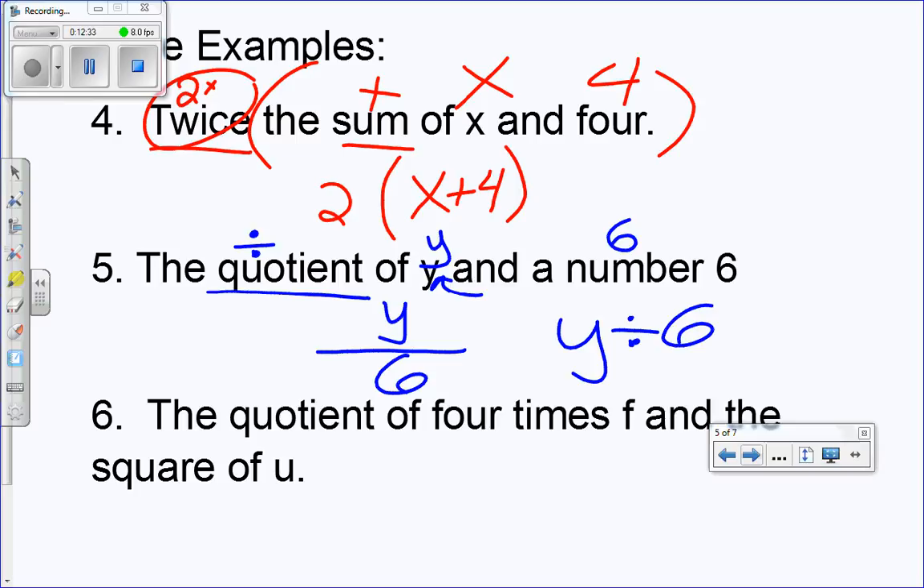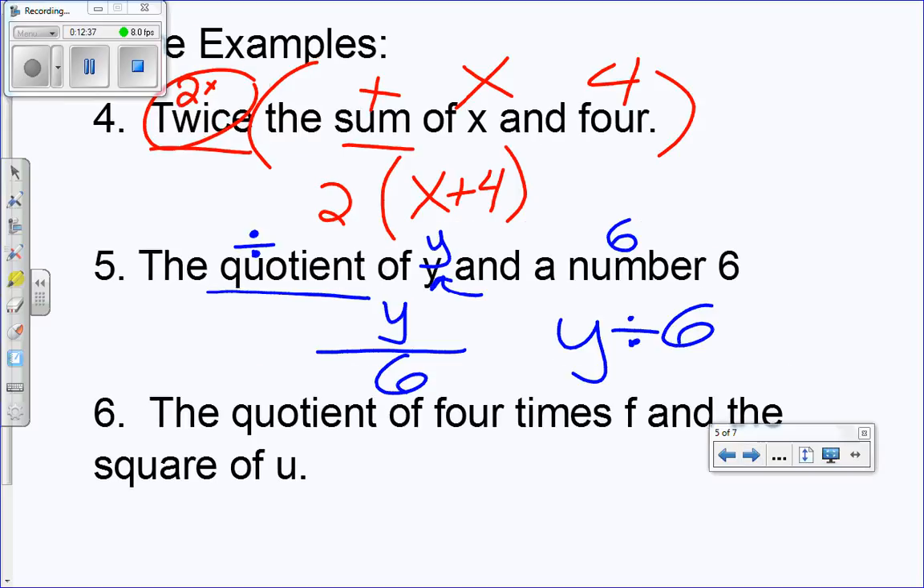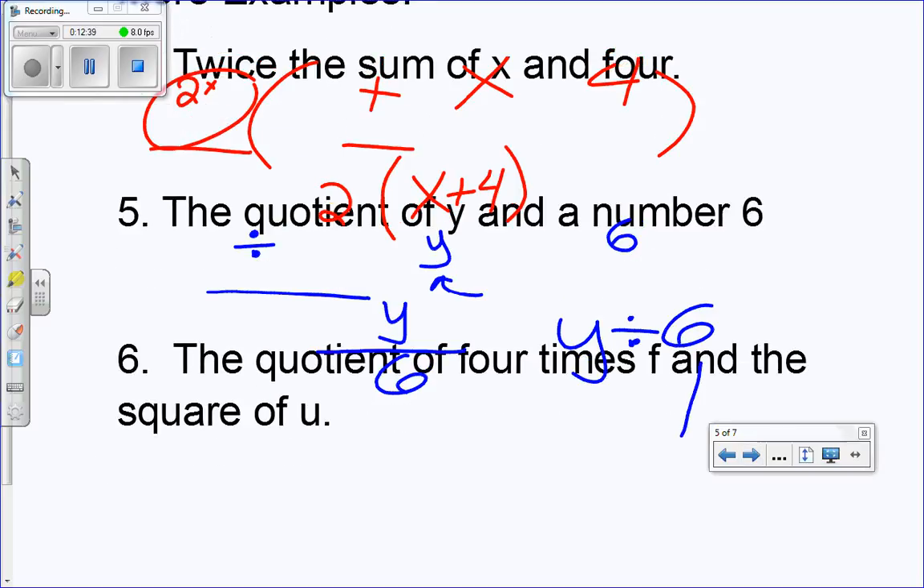All right, now the next one has quotient in it also, but a little bit more involved, kind of like a number 4 type of thing. Whoops, moved the wrong thing. Sorry, guys.